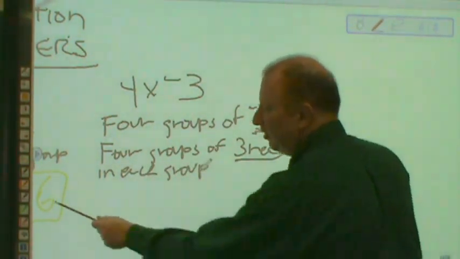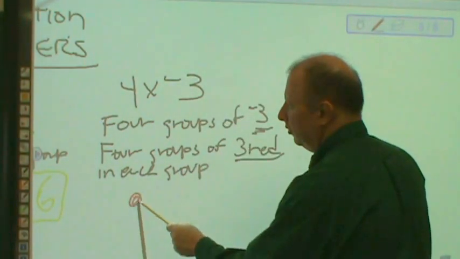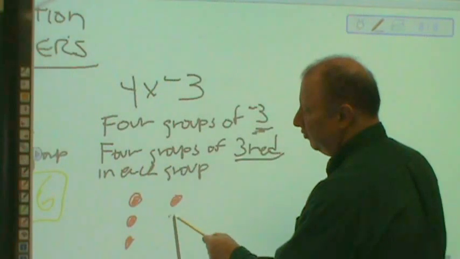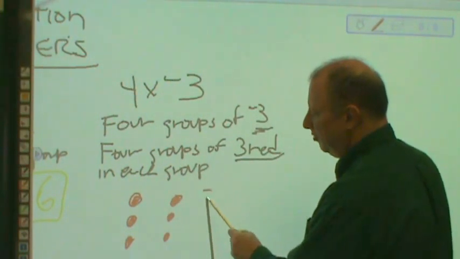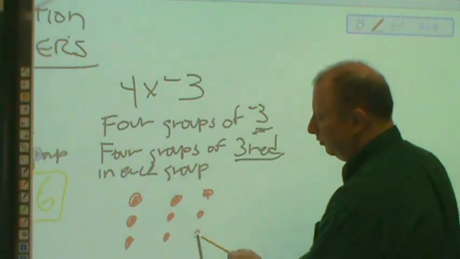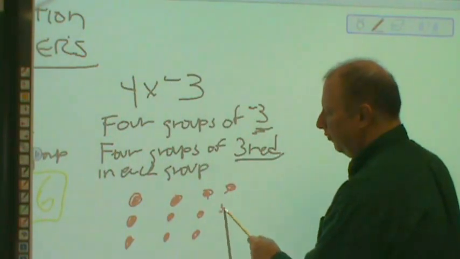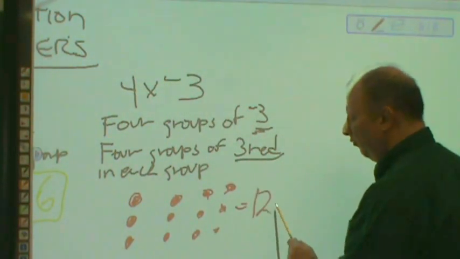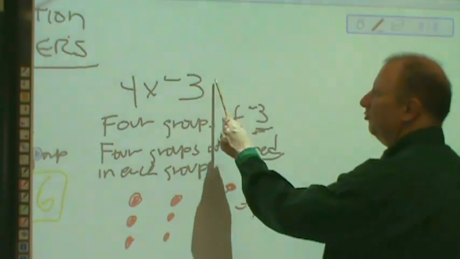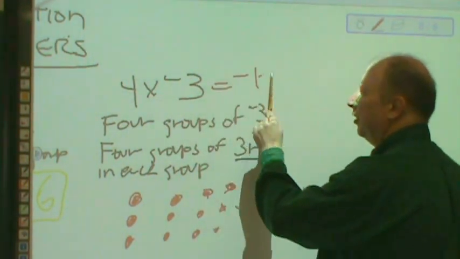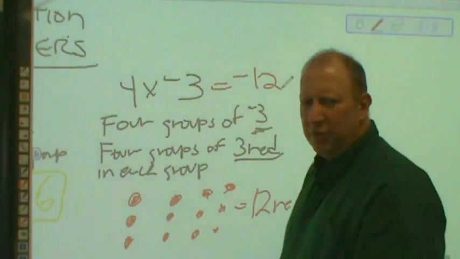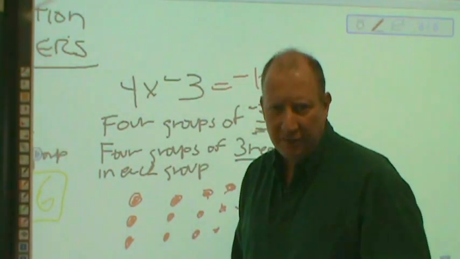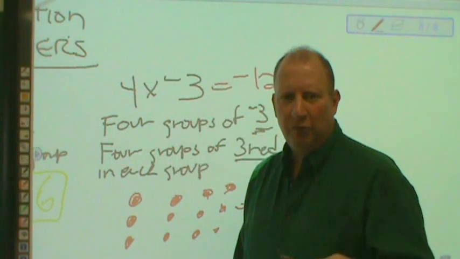Well, if that's the case, let's look what I have. 1 group. Here's your second group. Here's your third group. And here's your fourth group. So what do I have? I have a total of 12 red, which means I have negative 12. Wonderful. So now we know a positive times a negative is a negative. That's wonderful with the rules.